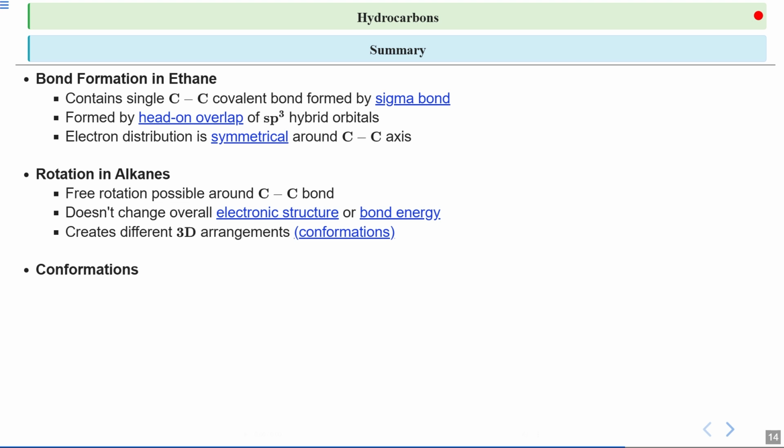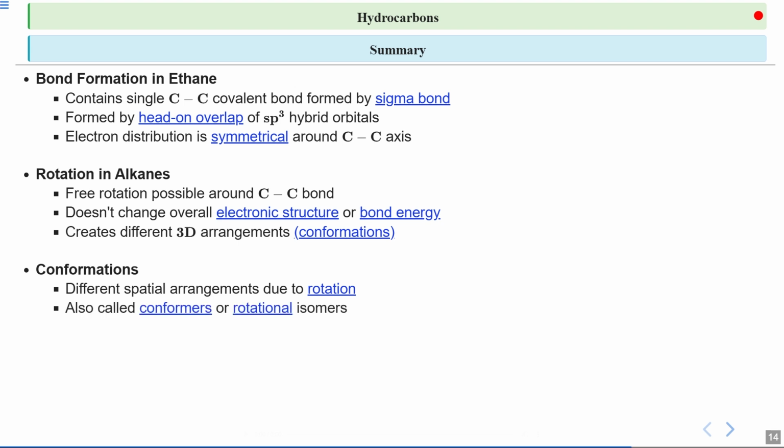Now, what is conformation? We talked about conformation in detail also. They are the different spatial arrangements of atoms resulting from the rotation. This rotation allows the molecule to adopt various shapes. These different spatial arrangements are also called conformers or rotational isomers. They are essentially different versions of the same molecule. We have one more name for conformation, which is rotamers. Each conformation has a different energy level. This means that some conformations are more stable than others depending on their energy.